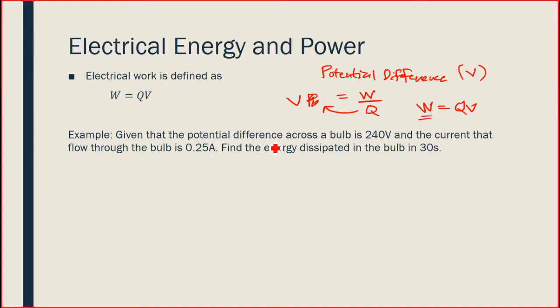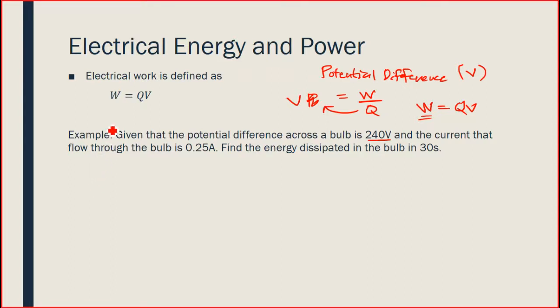Given the potential difference across a bulb is 240 volt, this is the typical bulb in our house, and the current that flows through it is 0.25 ampere. Find the energy dissipated in the bulb in 30 seconds. So this is an interesting question.